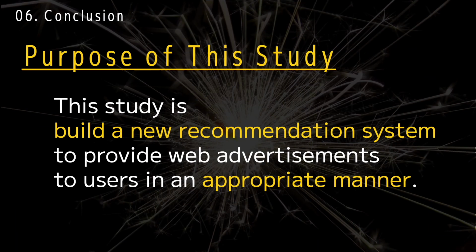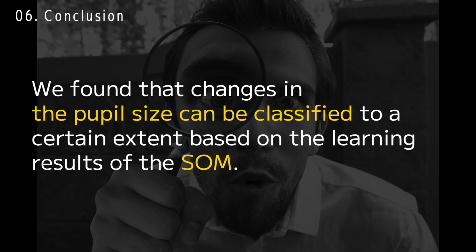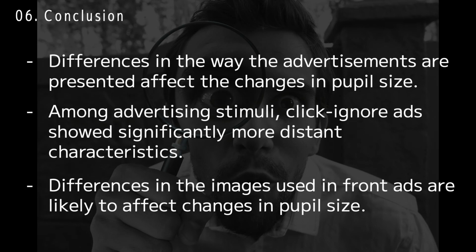This study aims to build a new recommendation system to provide web advertisements to users in an appropriate manner. We found that changes in the pupil size can be classified to a certain extent based on the learning result of the SOM. Differences in the way the advertisements are presented affect the changes in pupil size. Among advertising stimuli, click-ignore ads show significantly more distant characteristics. Differences in the images used in front ads are likely to affect changes in pupil size.